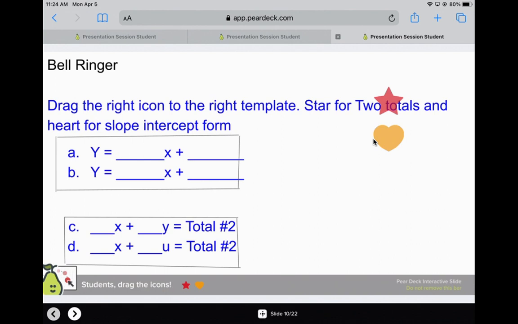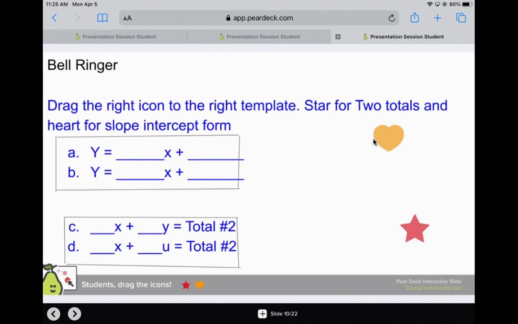So let's look at, not really a bell ringer, okay? For this one, we're going to review a little bit. We have two types of word problems. The one is the slope intercept, and the other one is the two totals. So for those who already started some of the problems, now is a good time to go back and follow along with me if you get stuck on word problems.